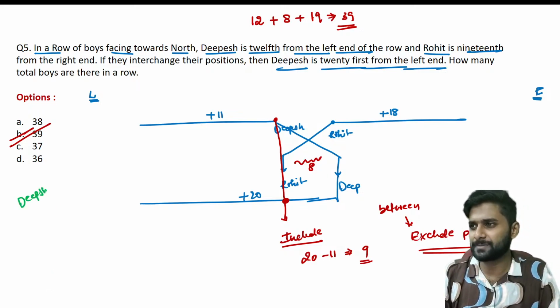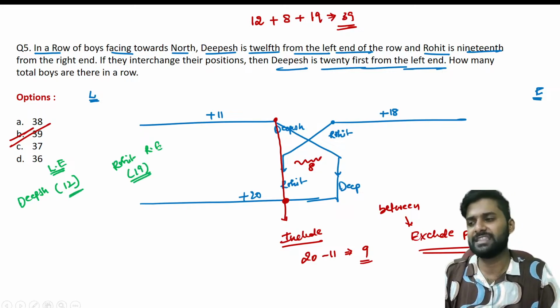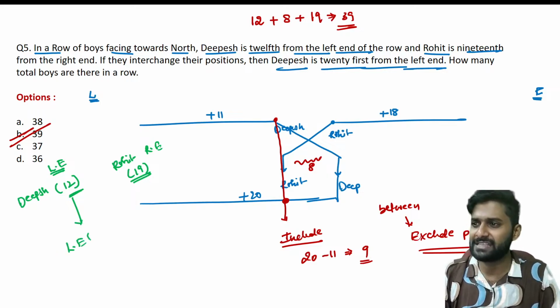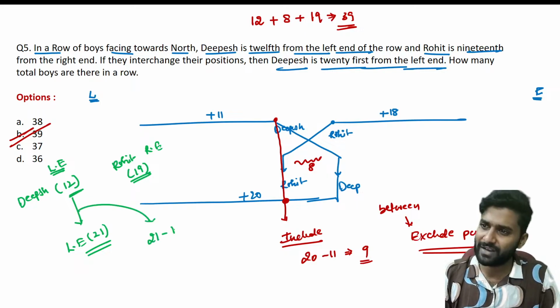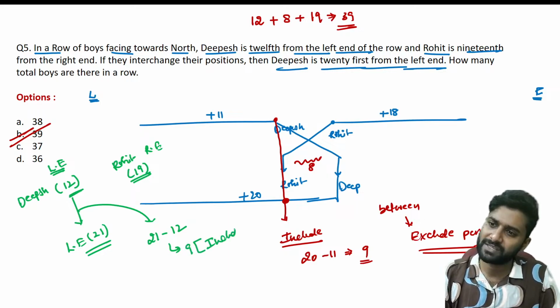Here Deepesh, if we count from the left end, is exactly in the 12th position. Another person is Rohit. From the right end his position is 19. So 19 Rohit included, 12th Deepesh included. After interchange, Deepesh from the left end is exactly 21. So it is also including. Guys, if you find the difference, 21 minus 12, it is 9. So 9 is always including Deepesh.